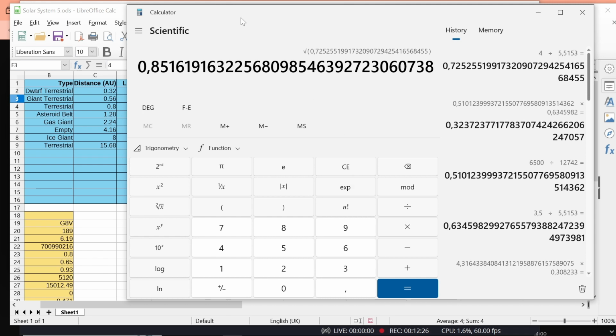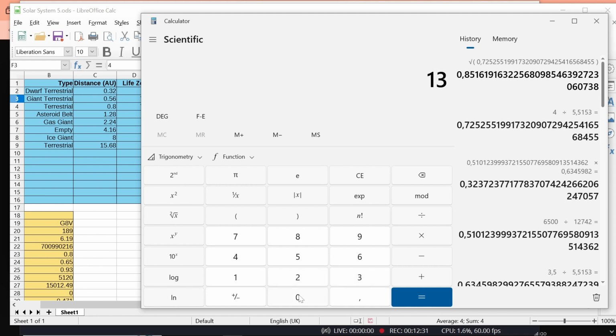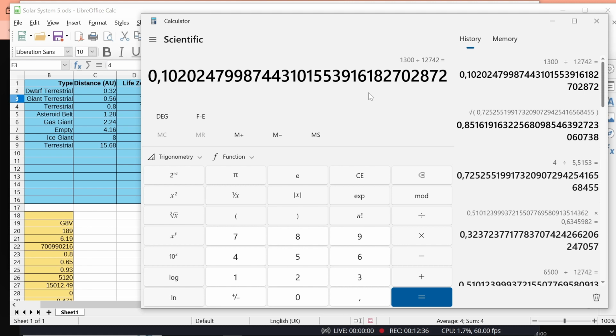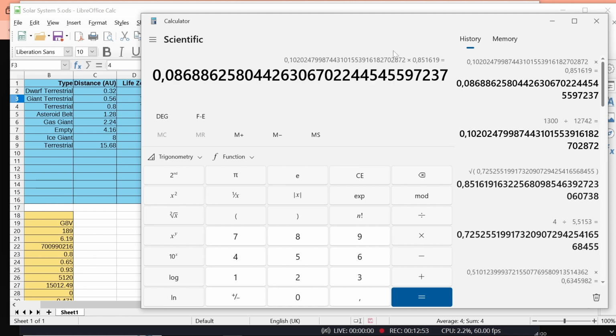Now, what was the diameter? We have to take the diameter, 1,300, divided by 12,742 again. And then we multiply that by this number here, which was the square root of that number, 0.851619. Giving us this number, 0.008. Now we have to take this number.